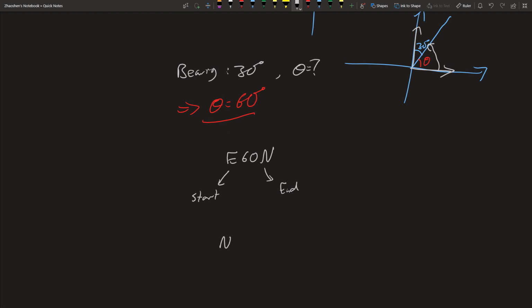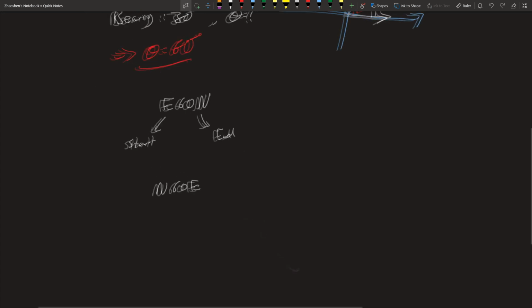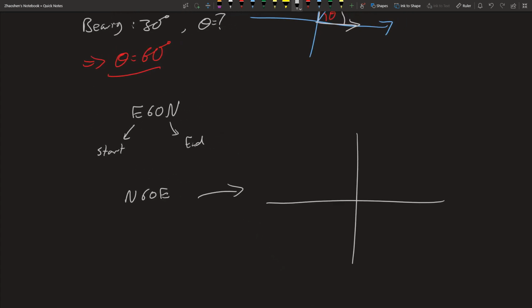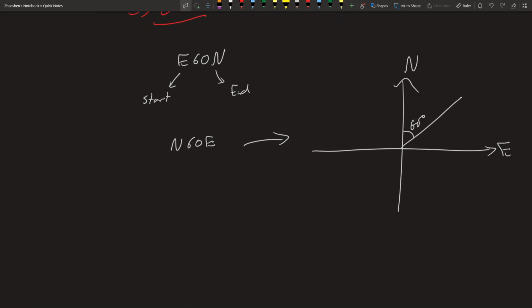What if I wrote north 60 east? That means you start from north and then you rotate 60 degrees in the direction of east. This will give something like that. This is north, that is east. This will be 60 degrees. You can also say, for example, south 45 west, which will give you this. This is south, that is west. From south, you want to go 45 degrees towards west.